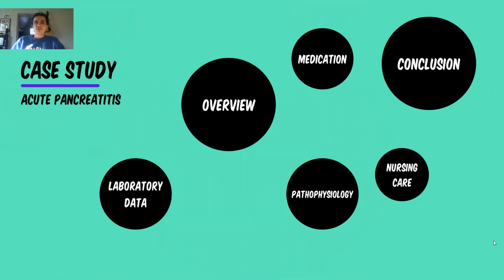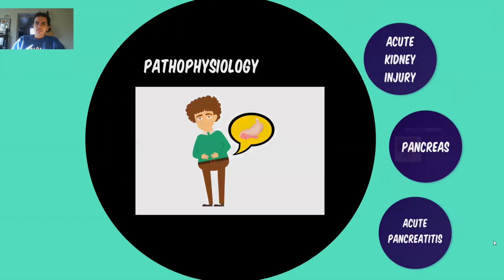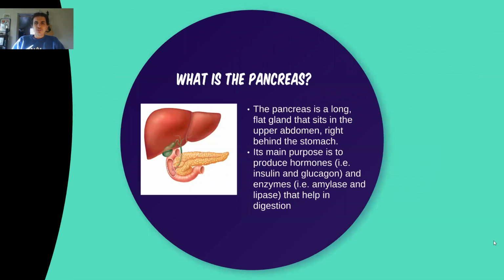So moving on from the overview, that's RW, we're moving to the pathophysiology. So we'll talk about the pancreas first in general. The pancreas is a long flat gland that sits in the upper abdomen, right behind the stomach. Its main purpose is to produce hormones, for example, insulin and glucagon, enzymes, so amylase and lipase, that help in digestion. So it's a very important organ in aspect of digestion.